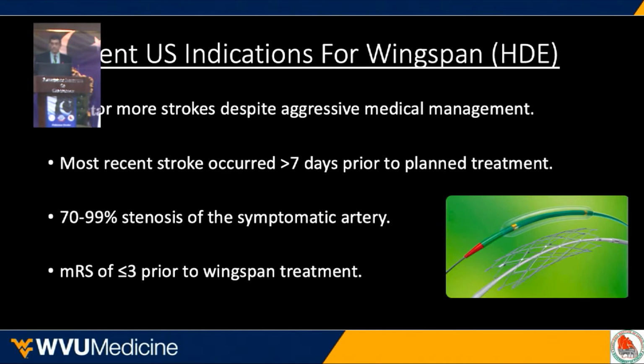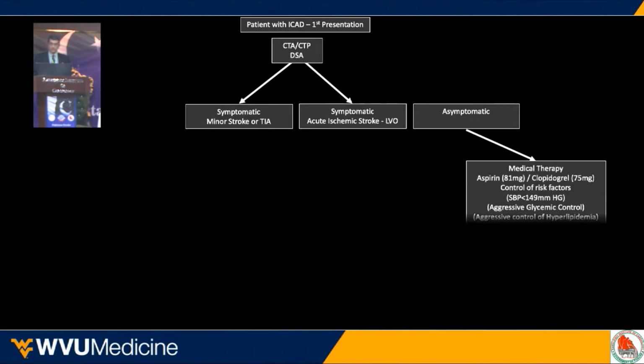The current US indications for Wingspan, which is the only device under humanitarian device exemption, is 2 or more strokes despite medical management, has to be 7 days prior to the treatment, more than 70% stenosis, and baseline mRS of 3 or less. This is an algorithm.